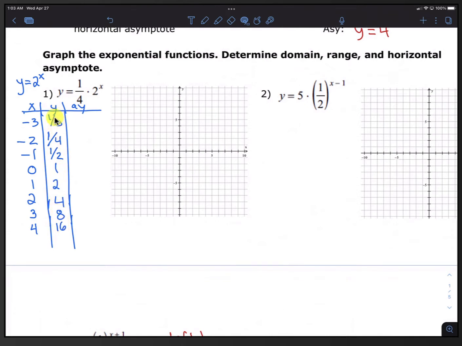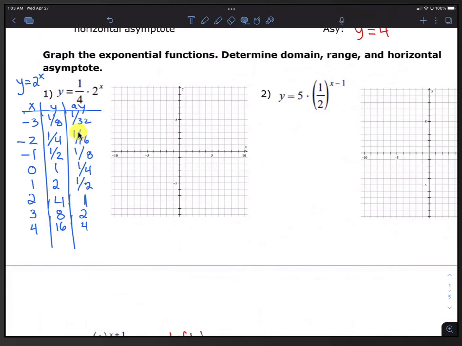Now let's multiply all of these y values by the coefficient of 1/4. And we get the numbers here in this column. So that's 1/8 times 1/4 is 1/32.